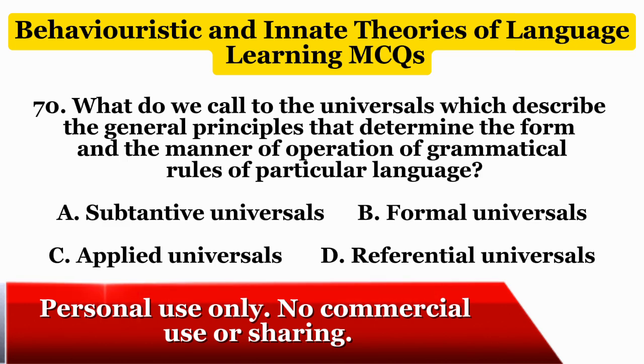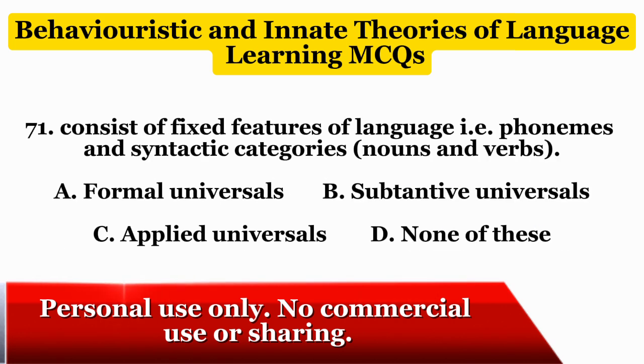What do we call the universals which describe the general principles that determine the form and the manner of operation of grammatical rules of particular language? Substantive universals, formal universals, applied universals, referential universals. Right option is B. The universals which describe the general principles that determine the form and the manner of operation of the grammatical rules of particular language are formal universals. Which of the following consist of fixed features of language, for example, phoneme and syntactic categories? Formal universals, substantive universals, applied universals, none of these. Right option is B. Substantive universals consist of fixed features of language, for example, phonemes and syntactic categories.